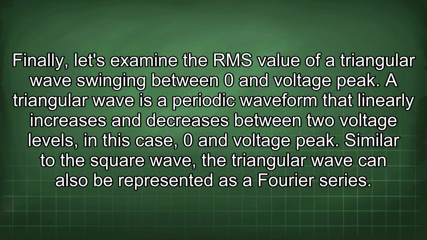A triangular wave is a periodic waveform that linearly increases and decreases between two voltage levels, in this case, 0 and voltage peak. Similar to the square wave, the triangular wave can also be represented as a Fourier series.